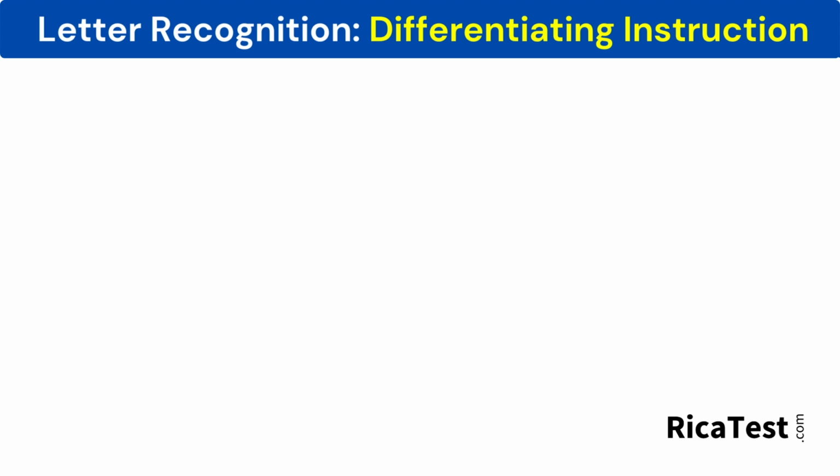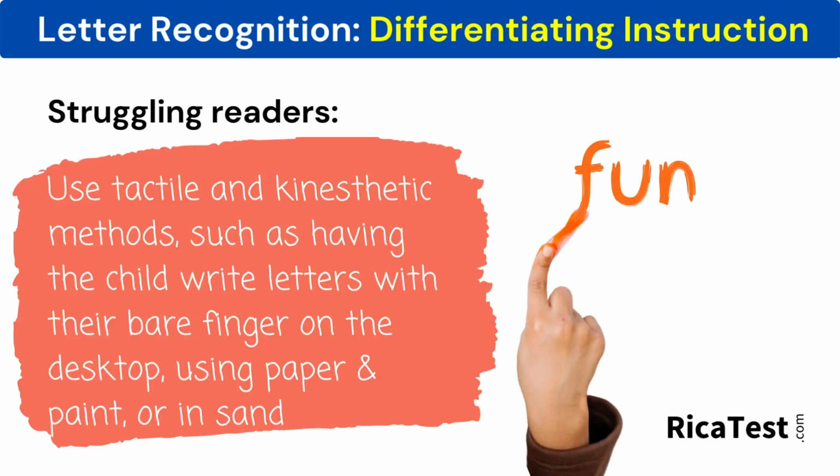Now, there are three groups of students that the RICA test will ask you to be able to effectively provide reading instruction for. Let's go over how to differentiate your instruction to meet the needs of your struggling students, specifically for letter recognition. First, for struggling readers, use tactile and kinesthetic methods, such as having the child write letters with their bare finger on the desktop, on paper and paint, or in sand.